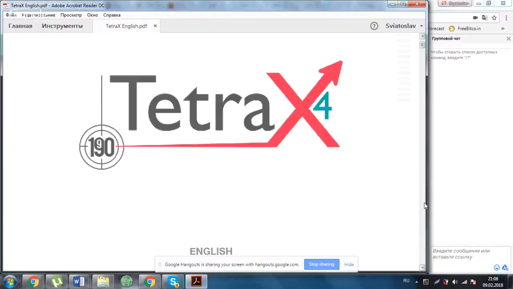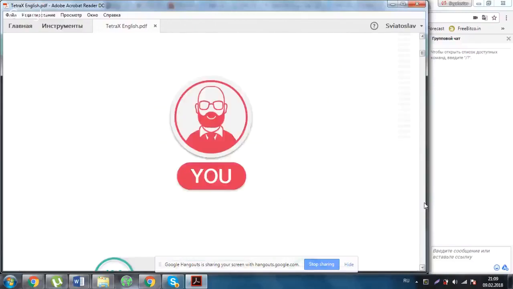Tetra X. Let's examine the marketing of Tetra X, its advantages, benefits, possibilities, and other favorable features. First, let us explain the name Tetra X. Why Tetra? It simply means four, as it's based on four positions. And when entering the marketing Tetra X, you take the position or business place which is shown on this slide as you.